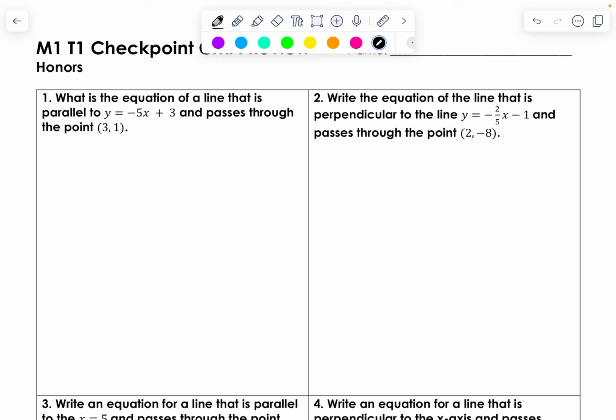So since it is parallel, we're going to keep the slopes the same. So that means the slope is negative 5, and we're not going to change it because it's parallel. And then our point is 3, 1, so that's going to be our x1, y1. We're going to use point slope formula because we got a point and a slope. What a concept.